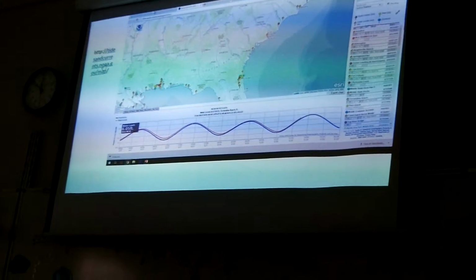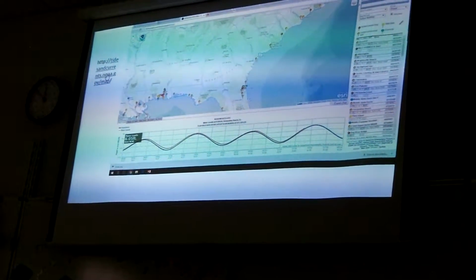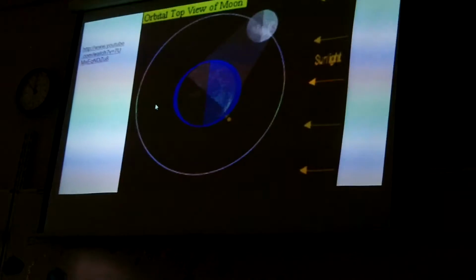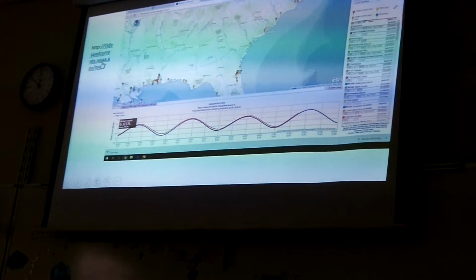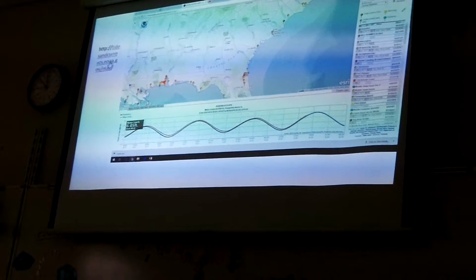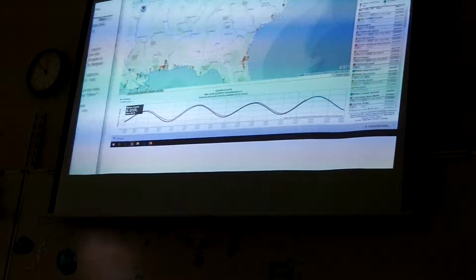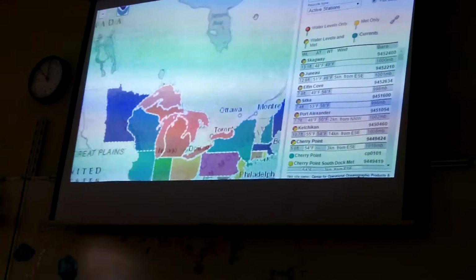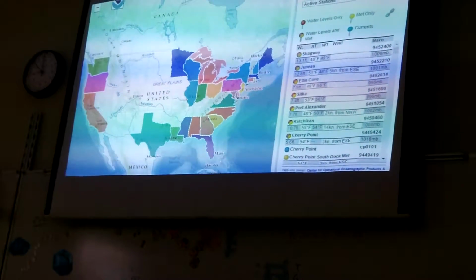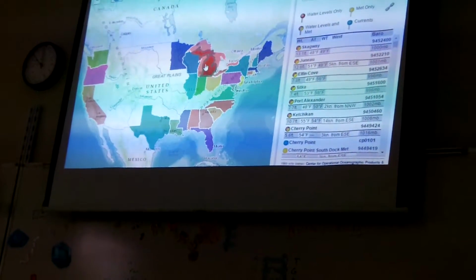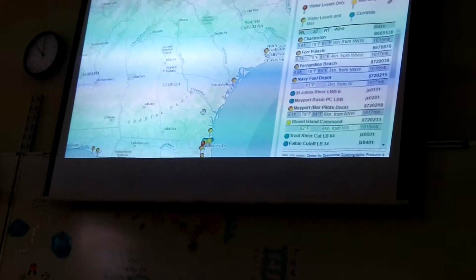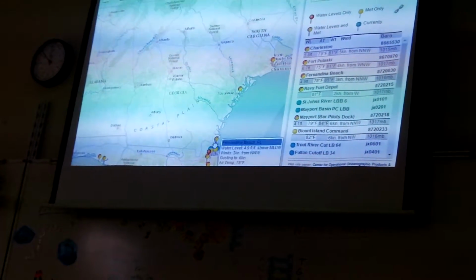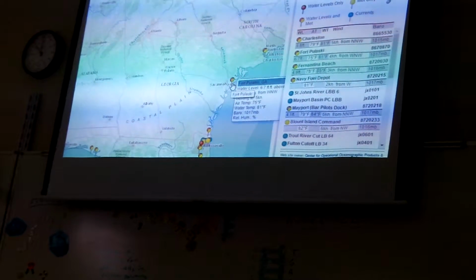This shows a tidal chart. You can go to this NOAA site and pull up a tidal chart. Here's what it looks like. Tidesandcurrents.noaa.gov. And you can click on your state. And they have several places reporting here.